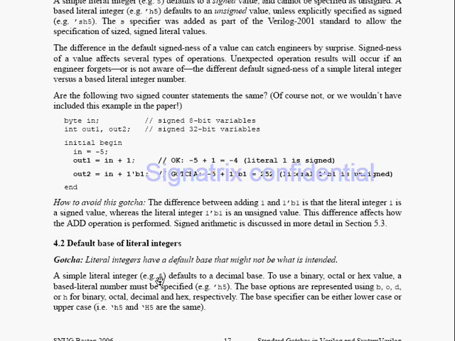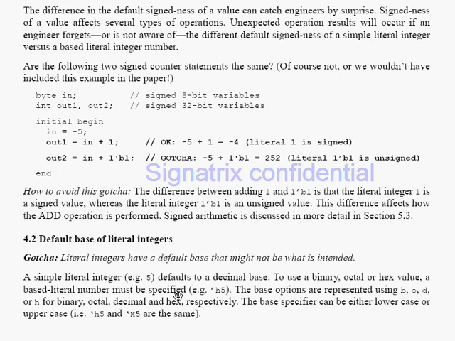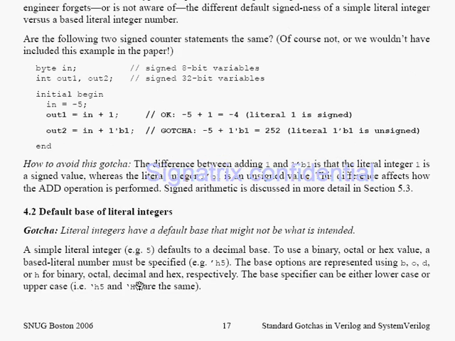So if you are not mentioning any base specifier here, by default it will take this as decimal. To use a binary, octal or hex value, a base literal must be specified. So other than decimal, if you want another value like binary or octal or hexadecimal, you have to explicitly specify, for example tick H5. The base options are represented using B, O, D, H. So B for binary, O for octal, D for decimal, and H for hexadecimal. The base specifier can be either lowercase or uppercase. So either you can define it like this or this. Both are the same.